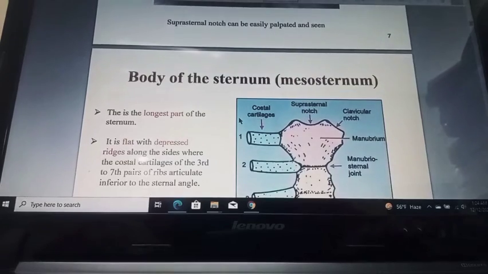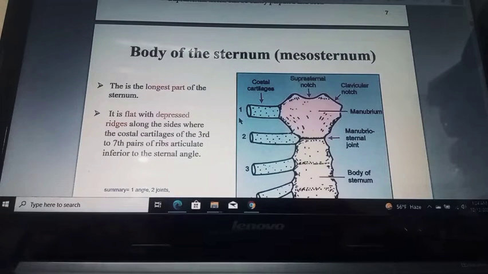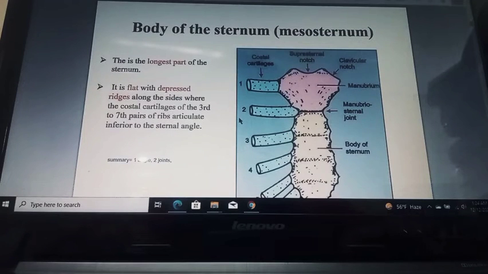Now we come to the second structure, which is known as the body of the sternum, and another name for the body of the sternum is mesosternum. In description, it's the longest part of the sternum. So they can ask you a question: which one is the longest part of the sternum? Manubrium, xiphoid process, body, and maybe a fourth option. You will select the body of the sternum.